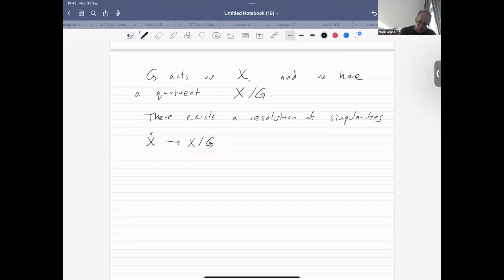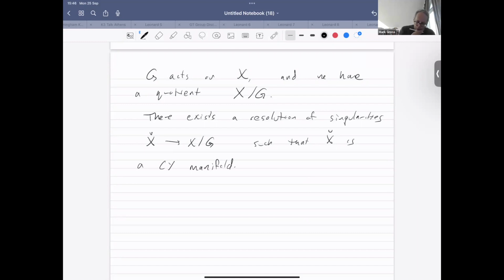There's a resolution of singularities. X check is non-singular, and as a fact it is a Calabi-Yau manifold. Now, that's not an easy statement. The combinatorics was quite imposing when people first started looking at this.